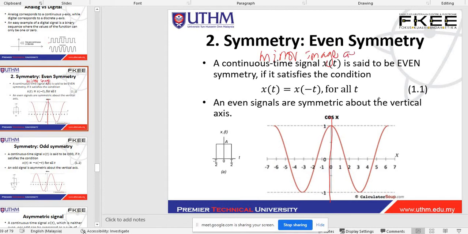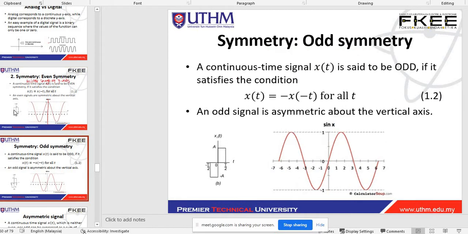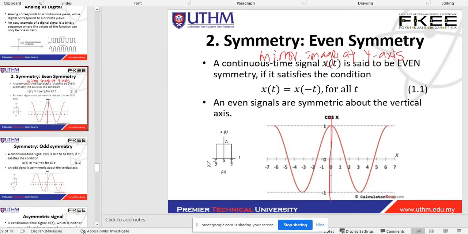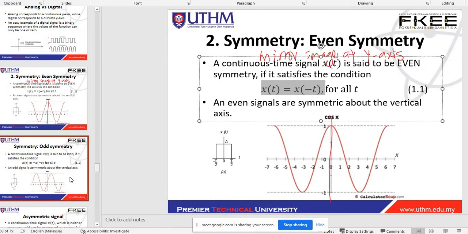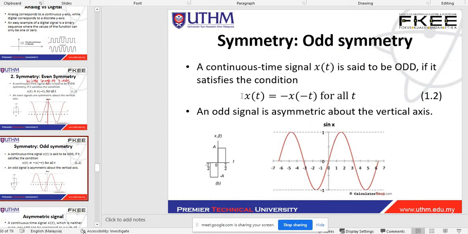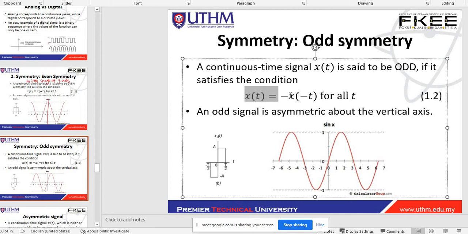Mirror image at the y-axis. Alright, and then another type of signal is a rectangular signal. If you mirror image at the y-axis, you get another half. So it's the same equation like this. For the odd signal, it must fulfill x(t) equal to negative x(-t).